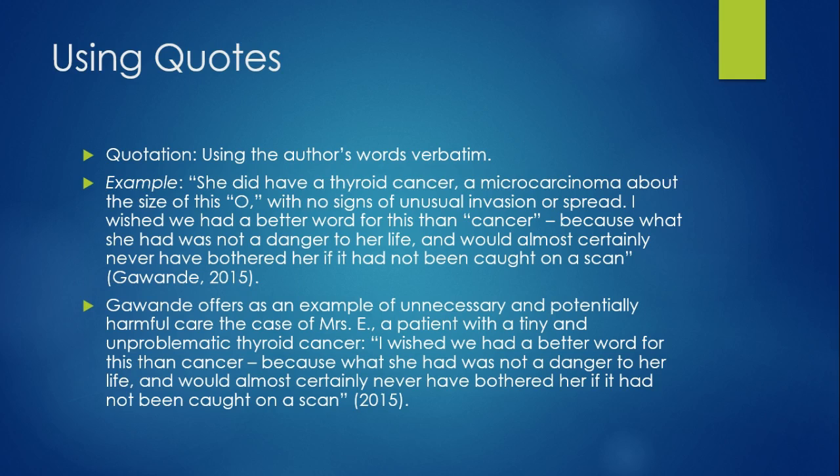Again, from Gawande's Overkill. He is talking about Mrs. E, the patient with a very slow-growing thyroid cancer, who he treats. She did have a thyroid cancer, a microcarcinoma about the size of this O, with no signs of unusual invasion or spread. I wished we had a better word for this than cancer, because what she had was not a danger to her life and would almost certainly never have bothered her if it had not been caught on a scan.